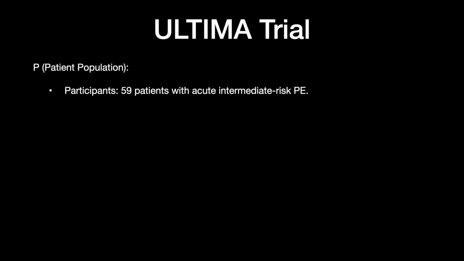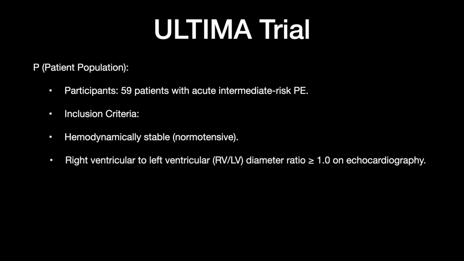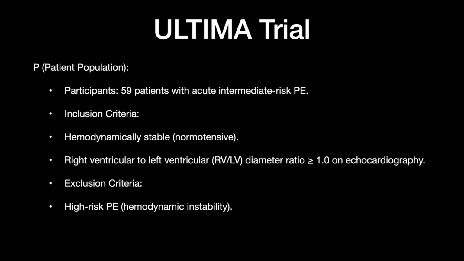The first is the ULTIMA trial. The patient population is 69 patients with acute intermediate risk pulmonary embolism. The inclusion is hemodynamically stable patients, with right ventricular to left ventricular ratio more than 1 on echo. The exclusion being high risk pulmonary embolism, high risk of death, that is hemodynamic instability, and contraindications to thrombolysis.